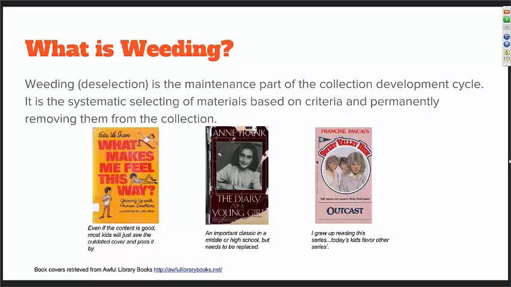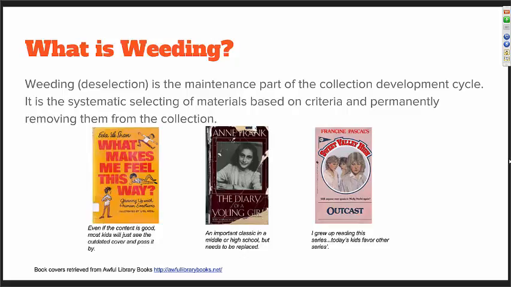So what is weeding? Well, weeding, also known as deselection, is the maintenance part of the collection development cycle. And it is the systematic selecting of materials based on criteria and permanently removing them from the collection. To have a vibrant and living collection, we need to also get rid of some of the things that are no longer relevant to the collection.